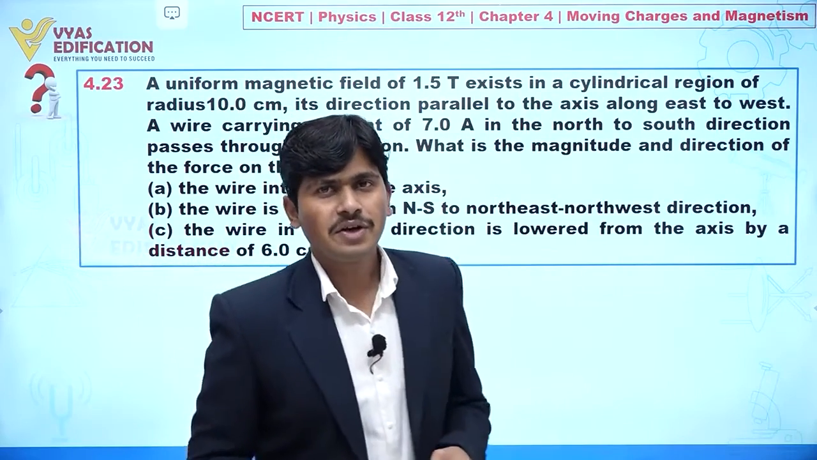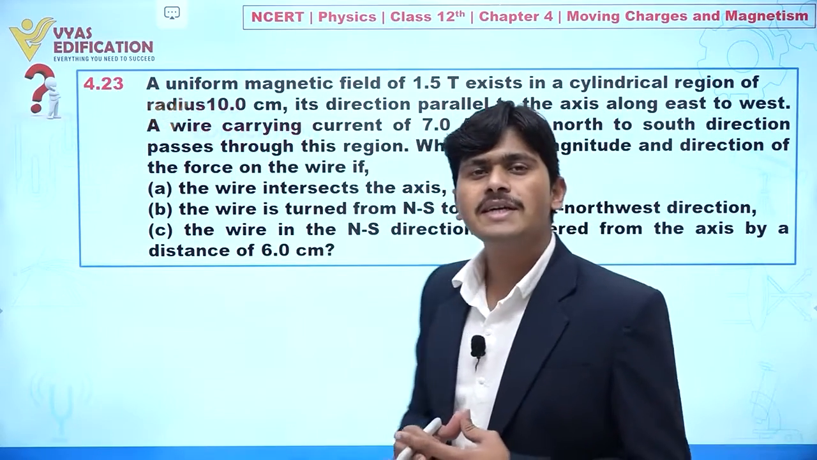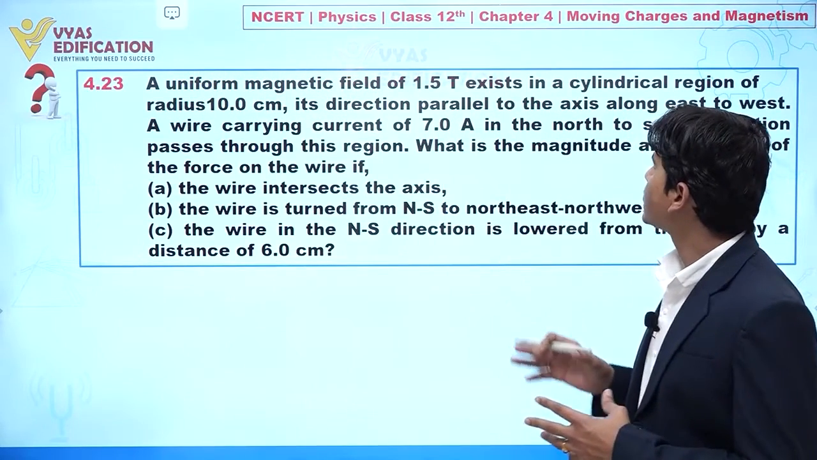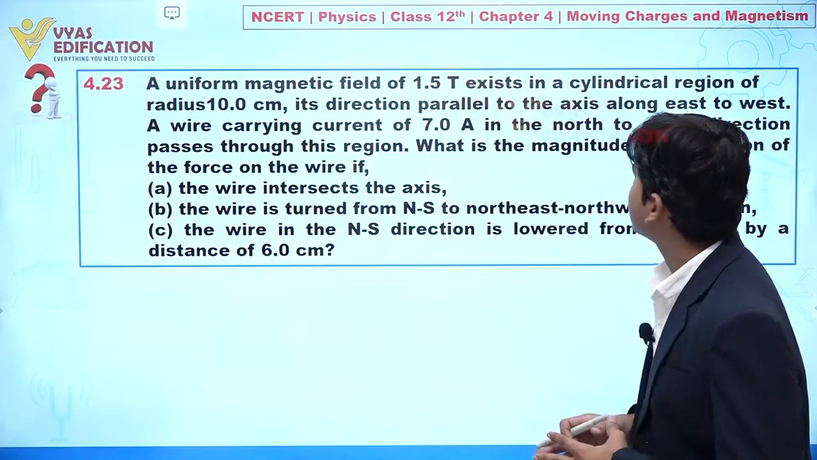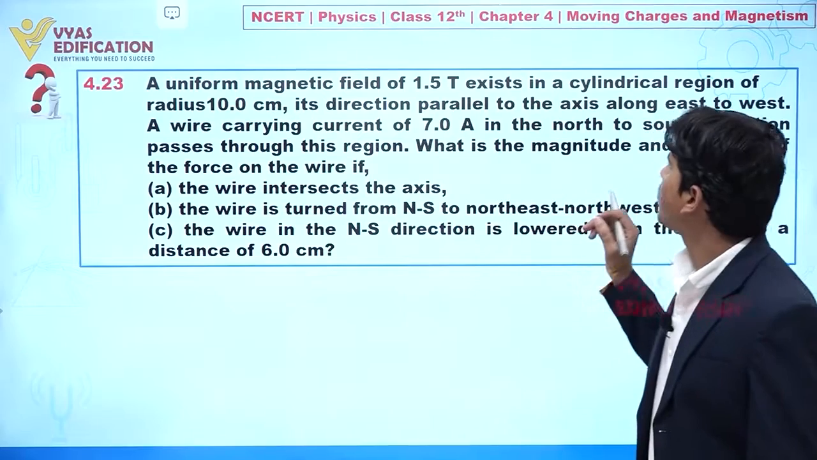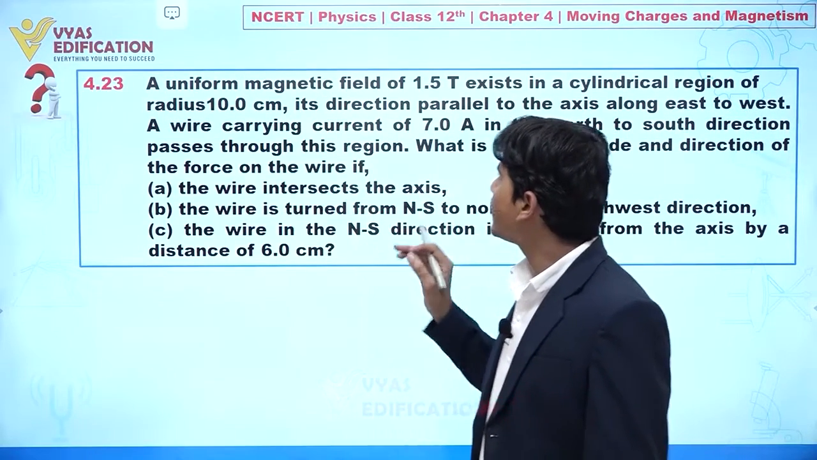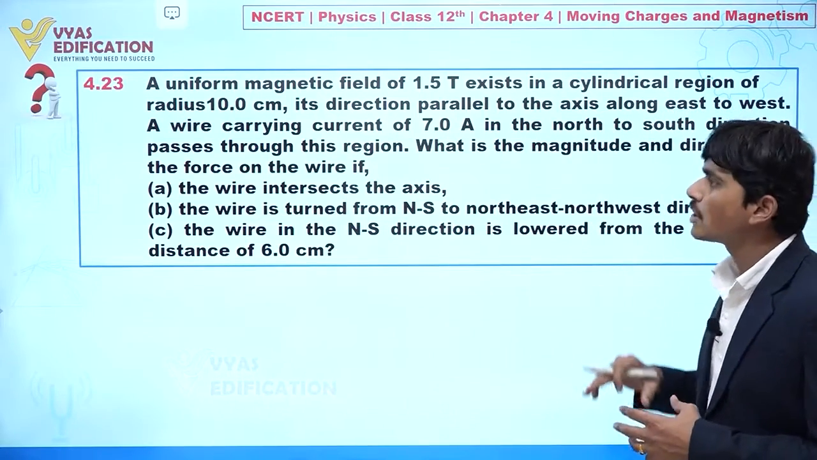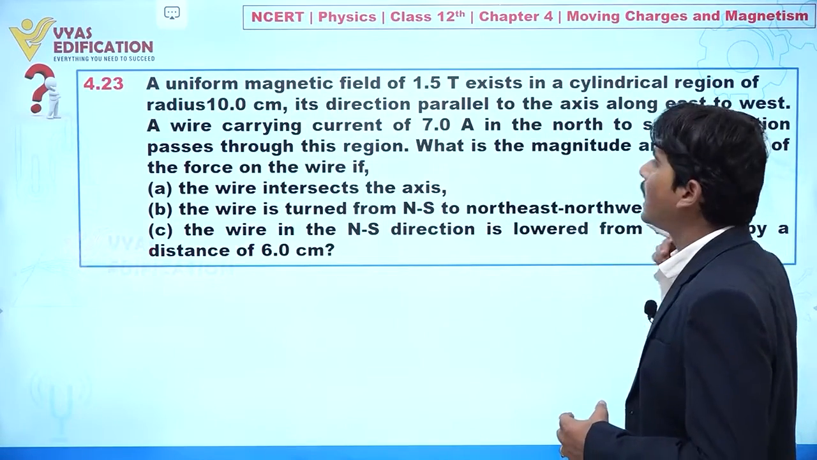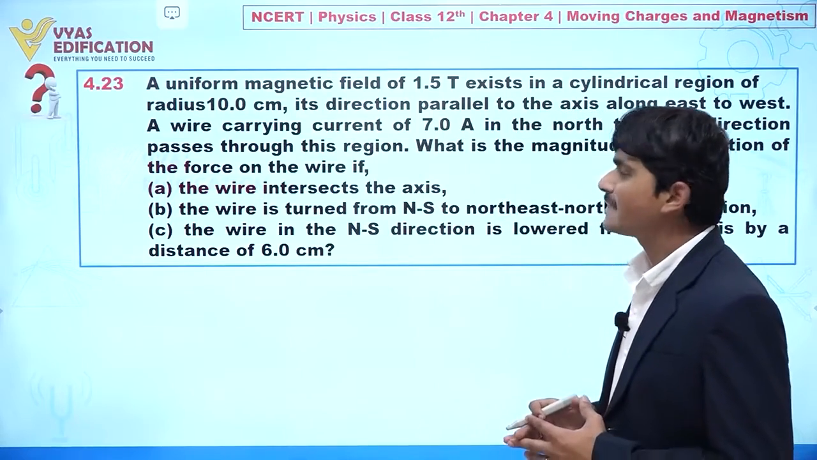Now dear student, we are going to discuss question number 4.23, and in this question it is given that a uniform magnetic field of 1.5 Tesla exists in a cylindrical region of radius 10 centimeter. Its direction is parallel to the axis, along east to west, and a wire carrying a current of 7 ampere in the north to south direction passes through this region. What is the magnitude and direction of the force on the wire if, part A, the wire intersects the axis?